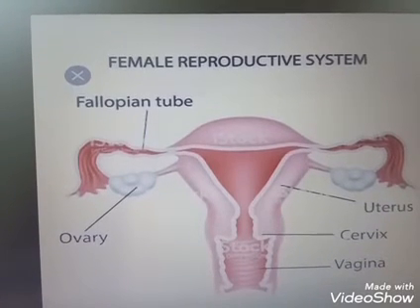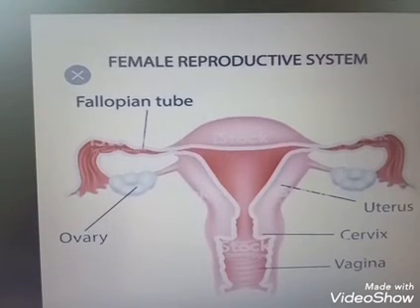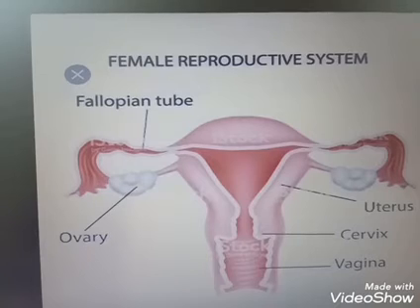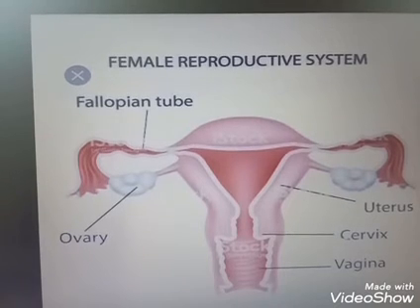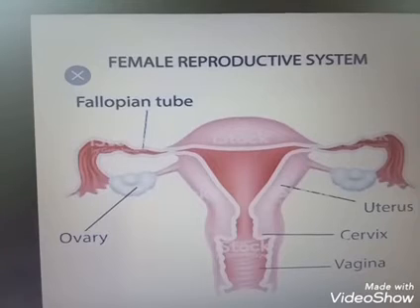The next widest part is known as the ampulla. The ampulla is the widest and longest part of the oviduct. Fallopian tube is otherwise known as oviduct or uterine duct. Next to the infundibulum, the portion is the ampulla. It is the widest and the longest part of the oviduct.